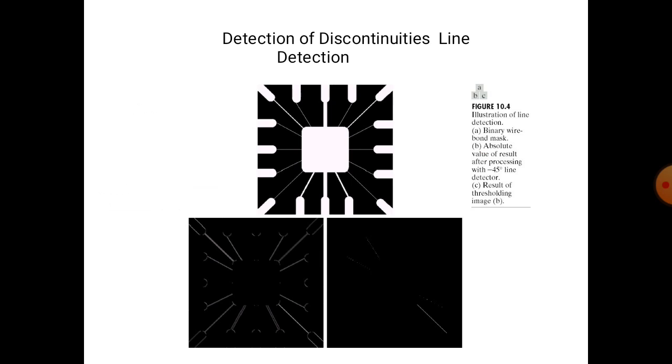Now for line detection, here is another figure. This figure shows the image used in the previous example. Suppose that we are interested in finding the lines that are 1 pixel thick and oriented at plus 45 degrees. For this purpose we use the second mask in this figure.